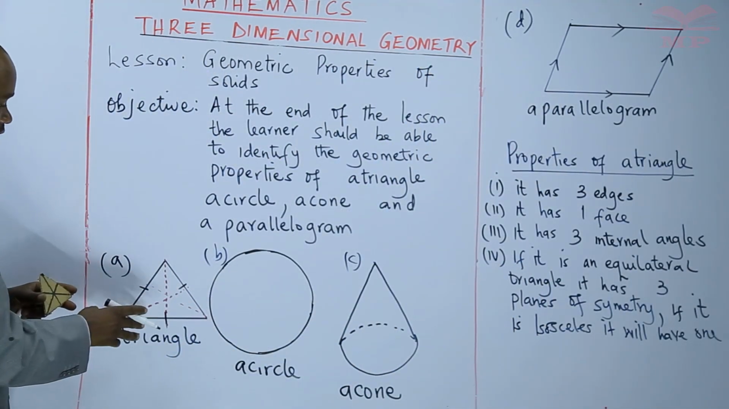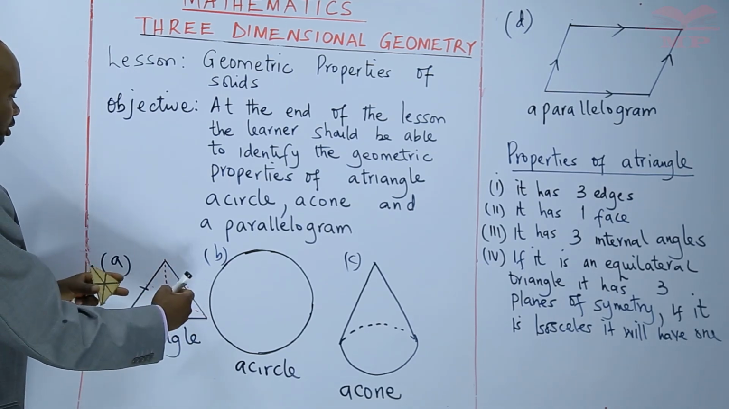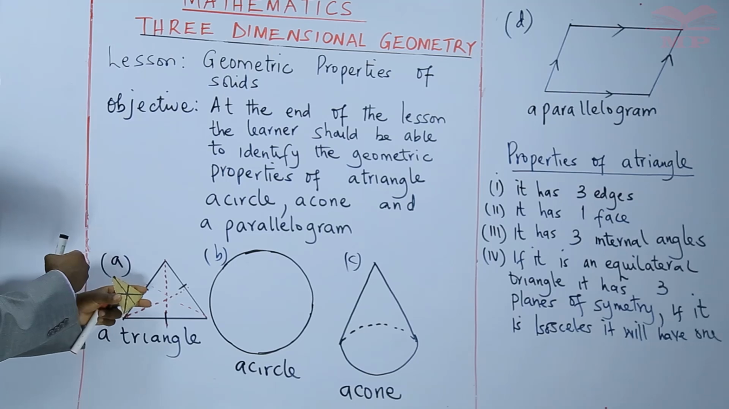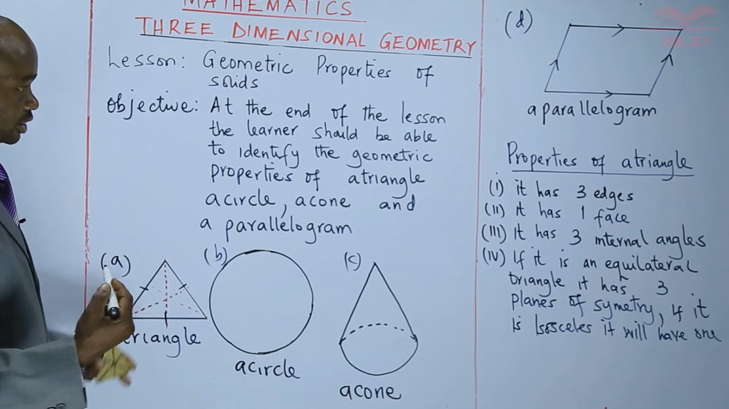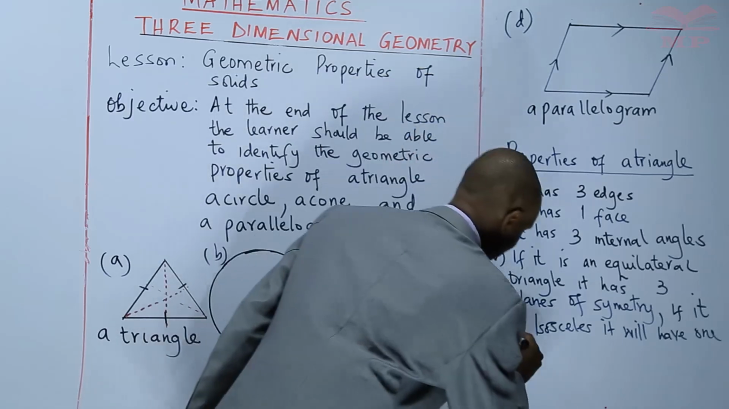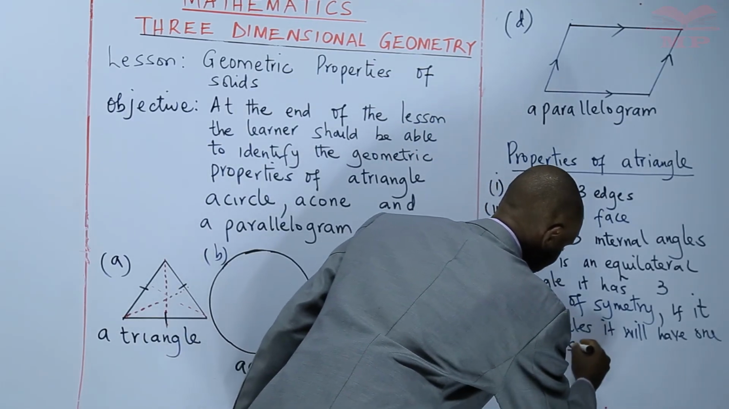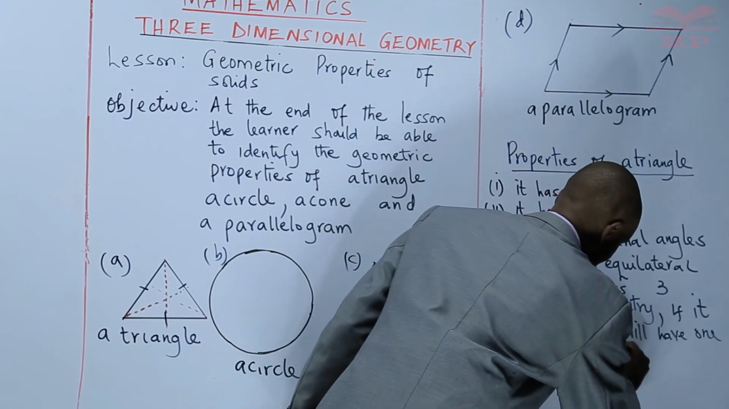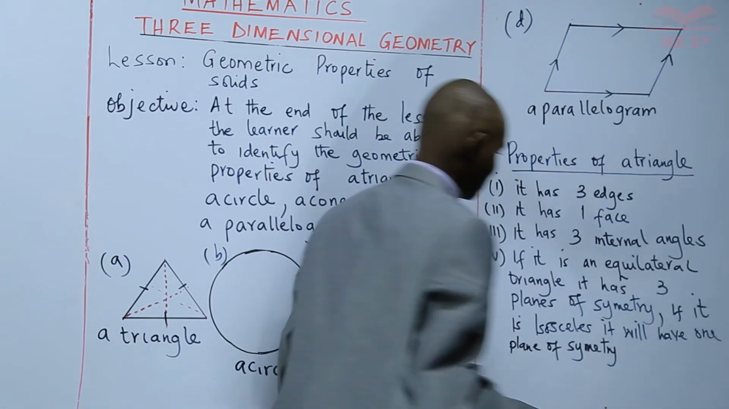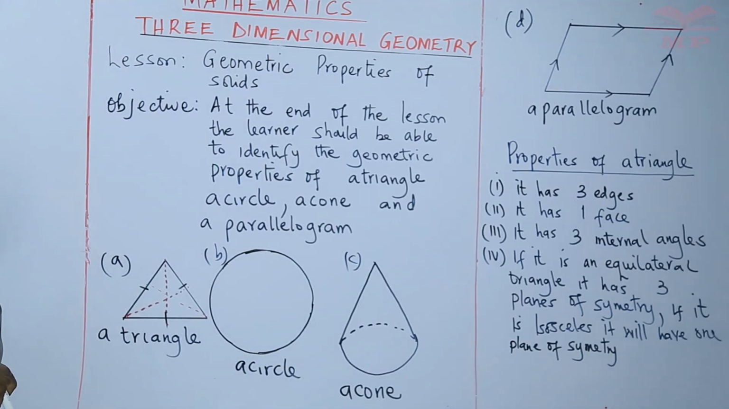It will only have 1 because it will have 2 pairs equal. So if there is a line here, it will only cut each side into 2. Each side will be equal to that. If it is isosceles, it will have 1 plane of symmetry. One plane of symmetry.